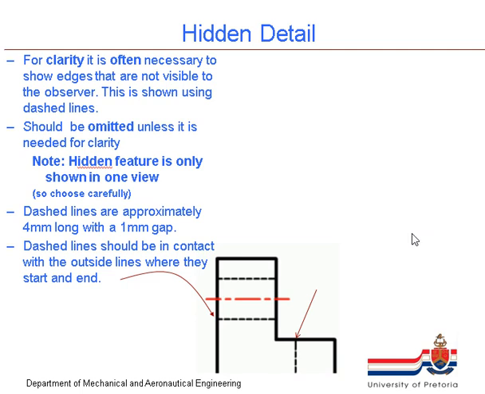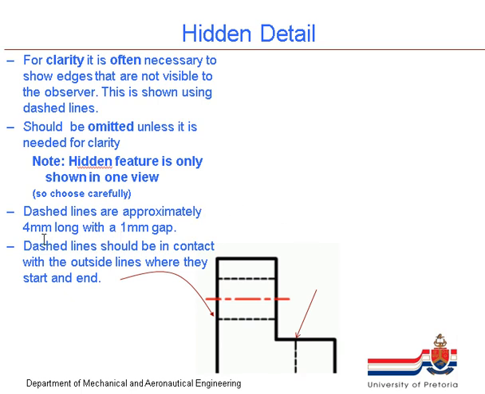Hidden detail is used to show what's going on the inside of a component. Now for clarity, it is often necessary to show edges that are not visible to the observer from the outside. This is shown using dashed lines. It should be omitted unless it is needed for clarity. So if I don't know what's going on there, I need to show it with these dashed thin lines.